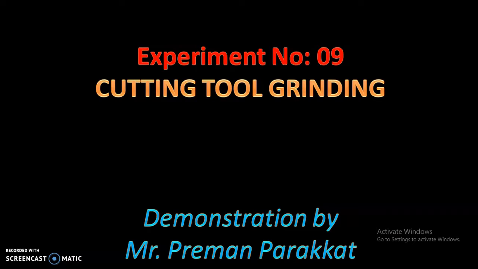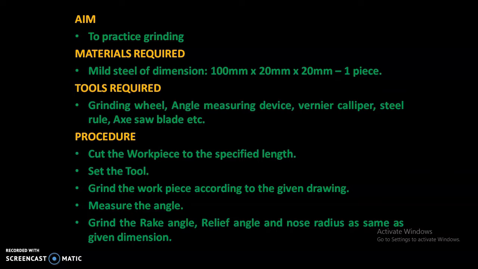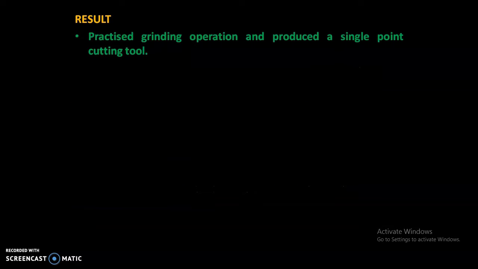Experiment number 9, cutting tool grinding. So we will see the grinding operation and also the nomenclature of the cutting tool, various nomenclatures, and how it can be ground into the particular dimensions. These are the aim, materials required, tools required, the detailed procedure. You can go through that.